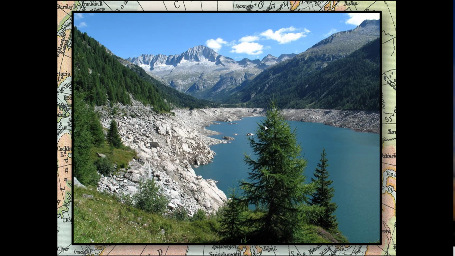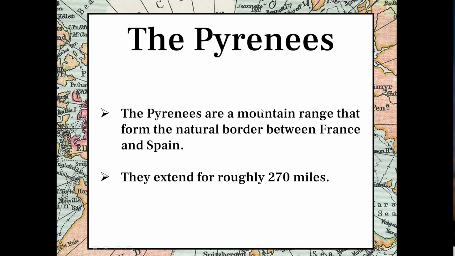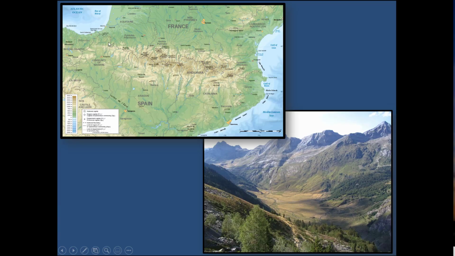And here's another one. Now, the Pyrenees, and that's how we say this name, the Pyrenees, they are a mountain range that form the natural border between France and Spain, and they are about 270 miles long. Now, on this map, you can see this brown and tan area here. This is the mountain range, and it is on this border between France and Spain.